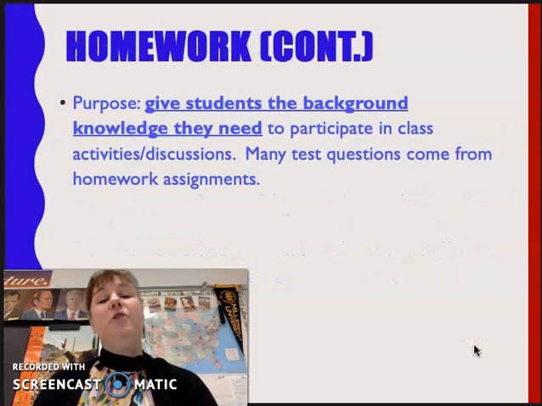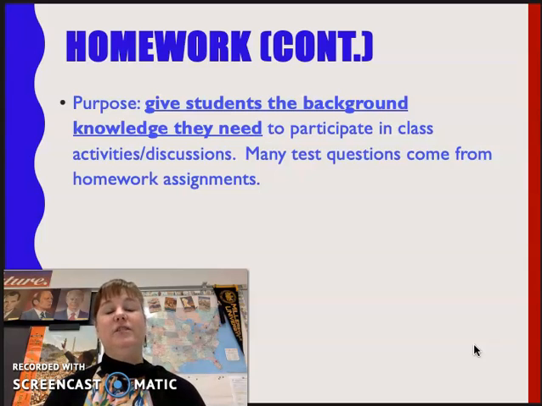The primary purpose of homework in this class is to give students the background knowledge that they need to complete the activities and discussions that we do in class. A lot of test questions come from homework assignments. And this year things are working a little differently.